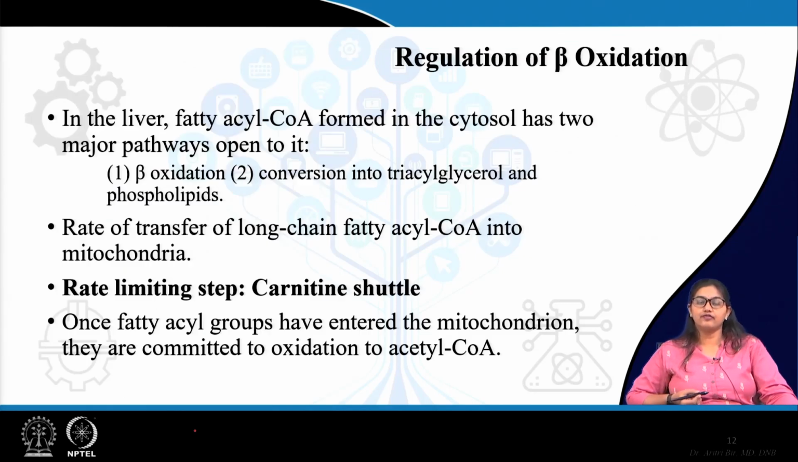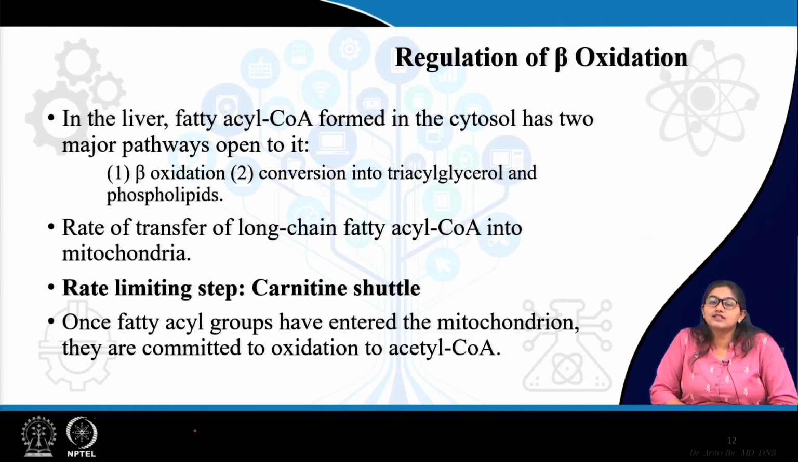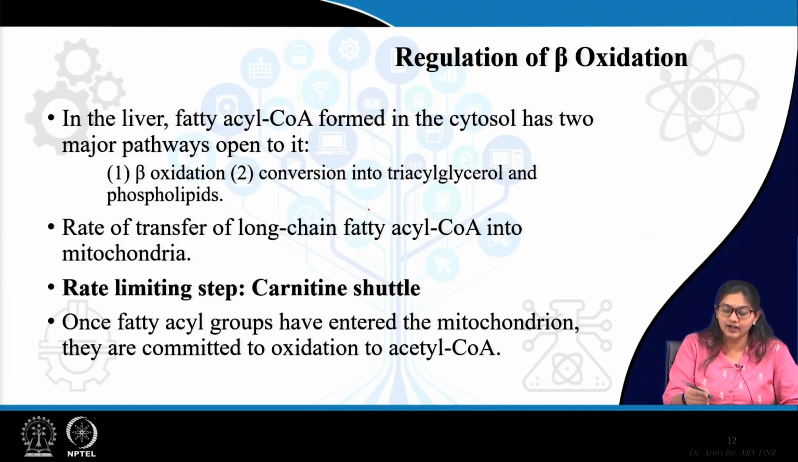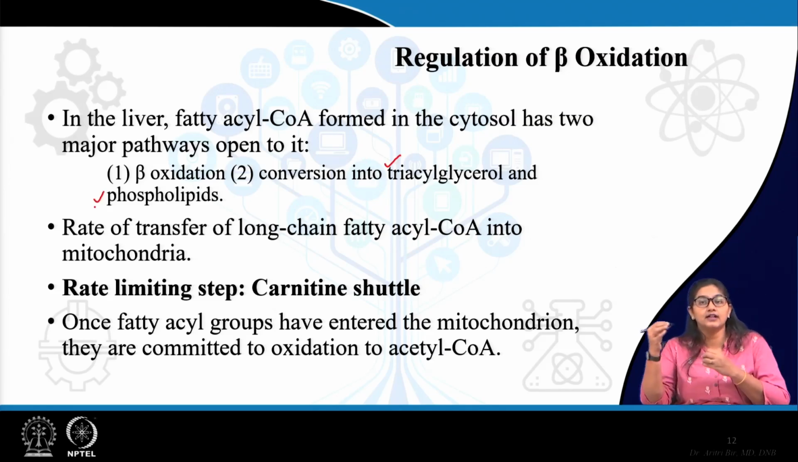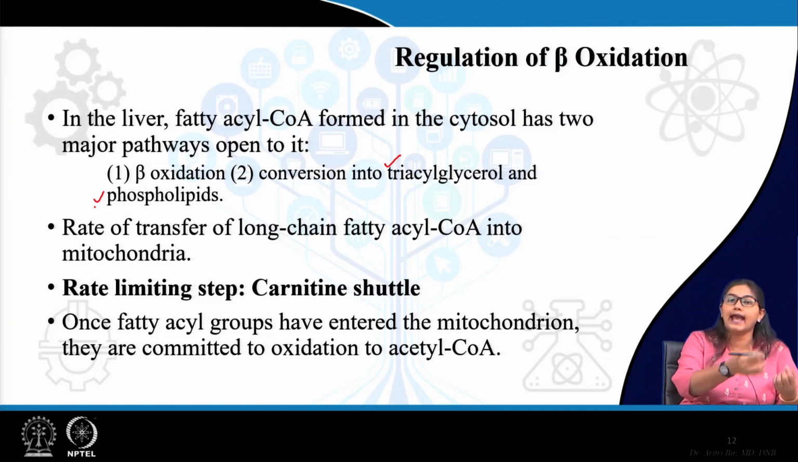Next is regulation of beta oxidation. Now, remember beta oxidation is required when there is deficiency of energy. When there is mobilization of fat or entry of fat in cytosol, that long chain fatty acyl coenzyme can either undergo beta oxidation for breaking down or undergo biosynthetic steps forming different membrane lipids, triacylglycerol, phospholipids like that. So, either it can undergo catabolic pathway or anabolic pathway.